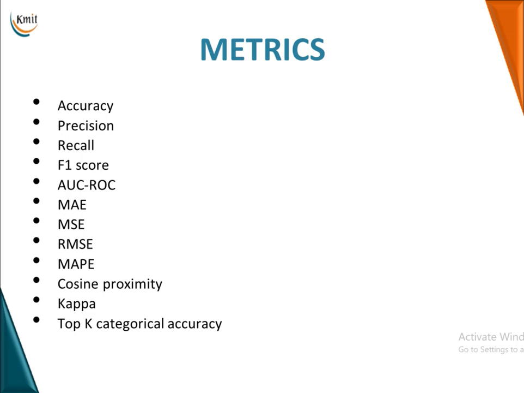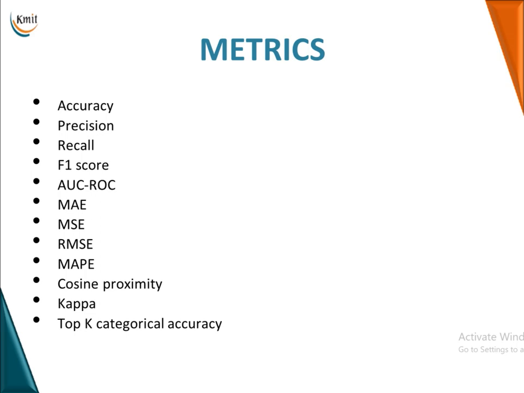And then you have AUC ROC, the area under the receiver operating characteristic curve. It is basically used to evaluate binary classification models, and it measures the model's ability to distinguish between positive and negative samples. For that reason you will be using AUC ROC.